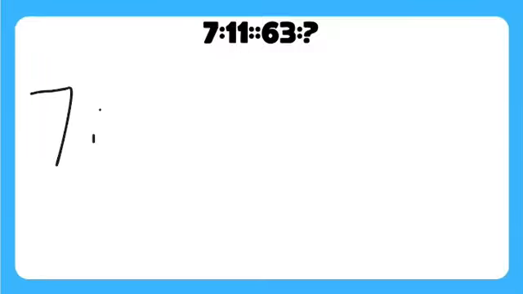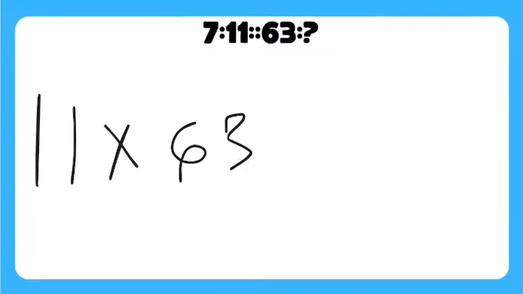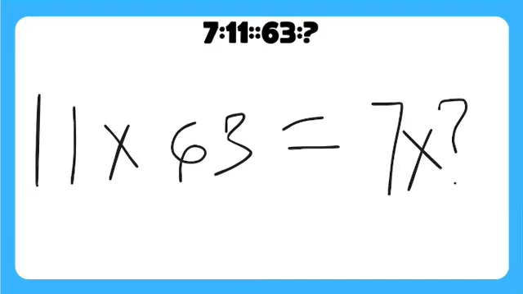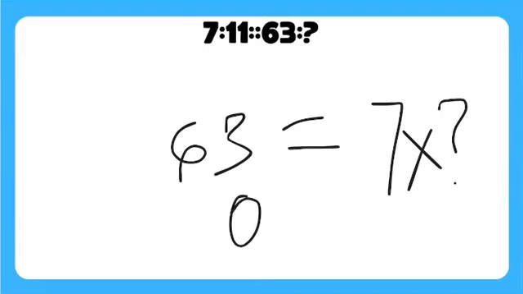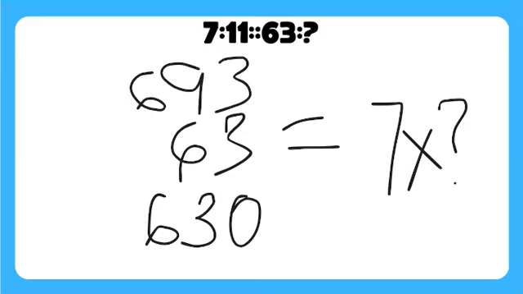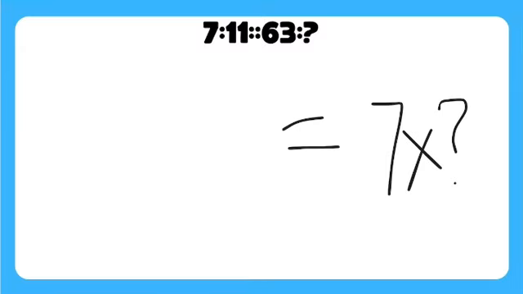So we have 7 to 11 is equal to, so we will just do the multiplication of means in this one. So we have 11 times 63 is equal to 7 times a question mark. Now I'm going to show you a trick for multiplying by 11. When you have to multiply by 11, just put a 0 here, and write the number. So we are doing 63 times 11, so you just put the 63 here. Now add. So 3 plus 0 is 3, 6 plus 3 is 9, and then we have 6 here. So that gives us 693 as our answer.